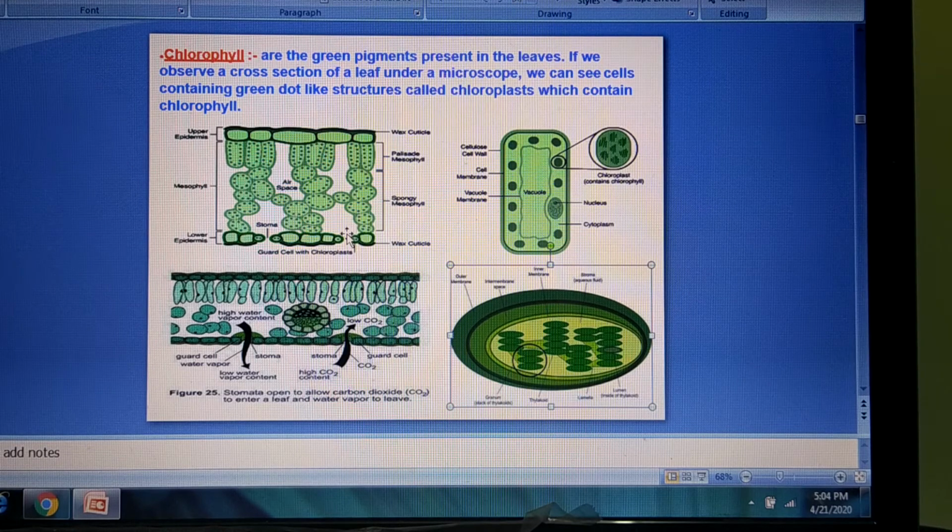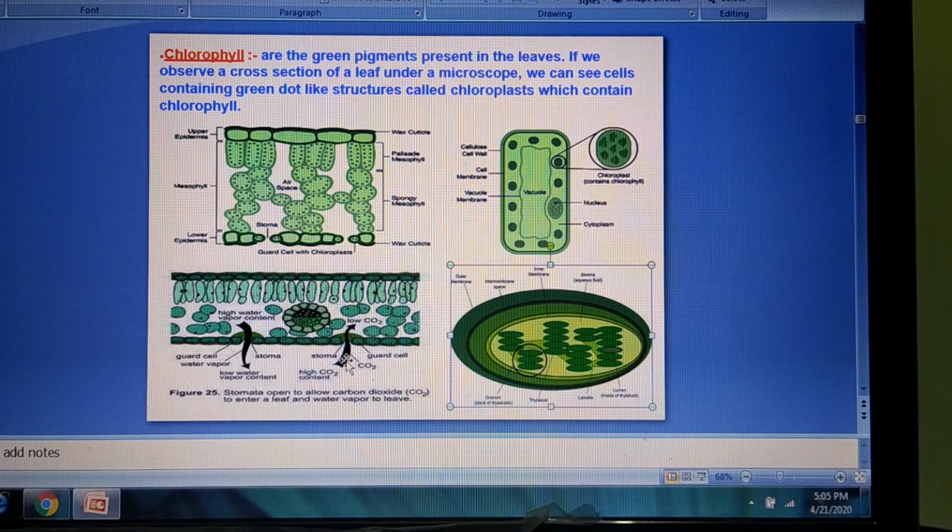Carbon dioxide enters through small tiny pores present in the epidermis of the leaf. What are those tiny pores called? Stomata. Through them, the exchange of gases also takes place. Just now we studied that at the end of photosynthesis, oxygen is released. That oxygen also will come out, and for photosynthesis it requires carbon dioxide. That carbon dioxide also enters the leaf through these tiny pores.